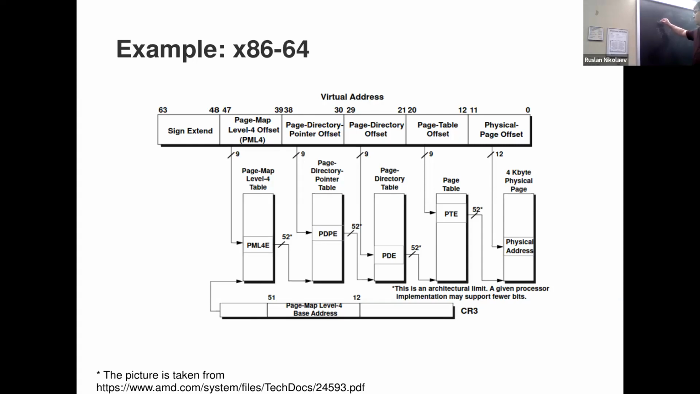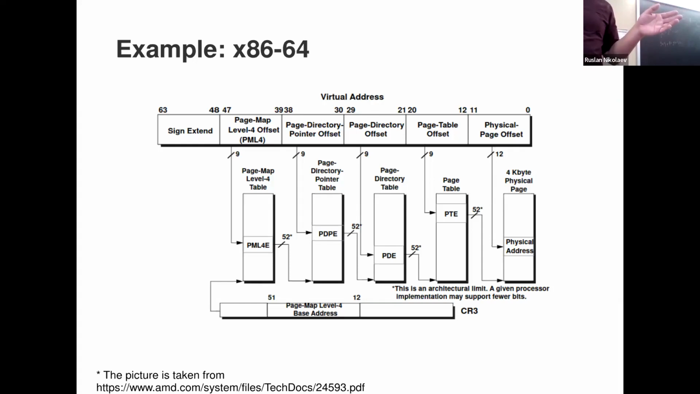For a 48-bit address, 48 minus 12 means you have a 36-bit virtual page number that you need to translate. That's going to be 9 plus 9 plus 9 plus 9, so that's 36. So this is why we need 4 levels. Does that make sense?